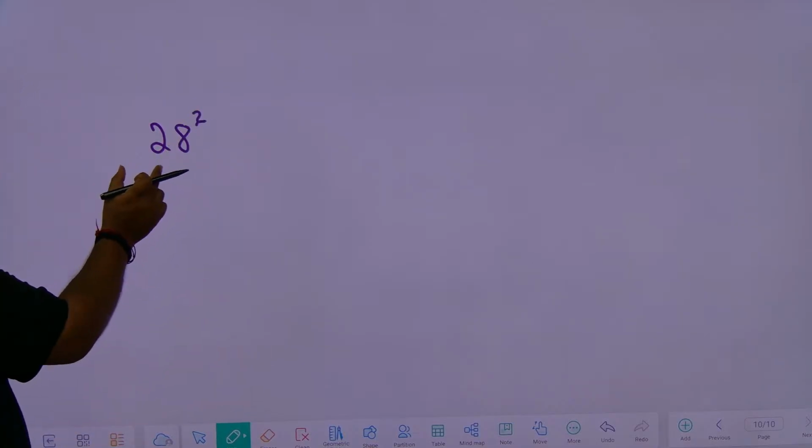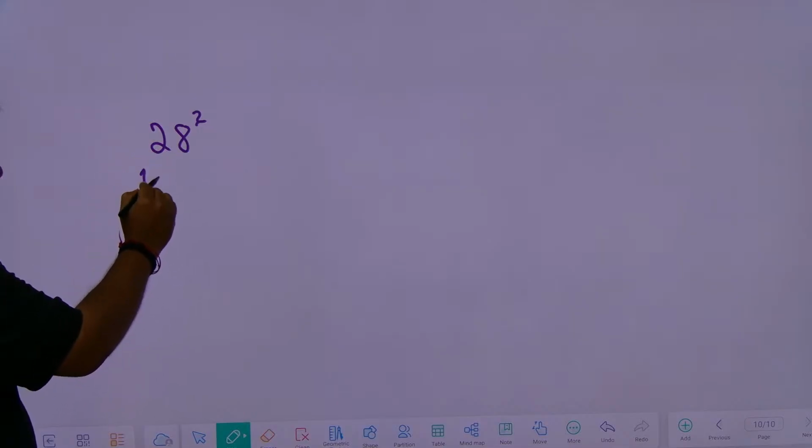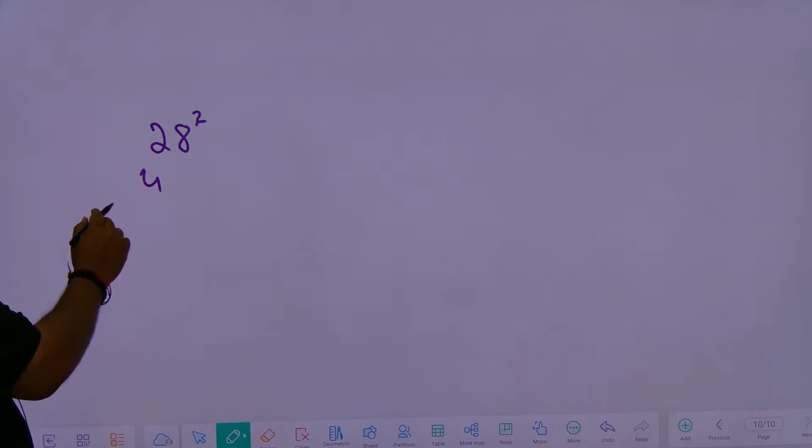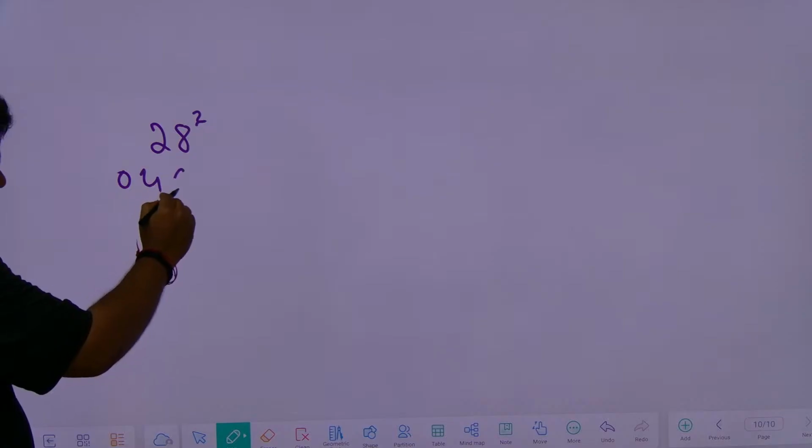Let us take an example like 28 square. You observe. So what should we write? Since it is a 2-digit number, first we write 2 square, which is 4. I'll not just write 4, I'll write 04 because it is a 2-digit number. 8 square is 64. I'll write 64 here.